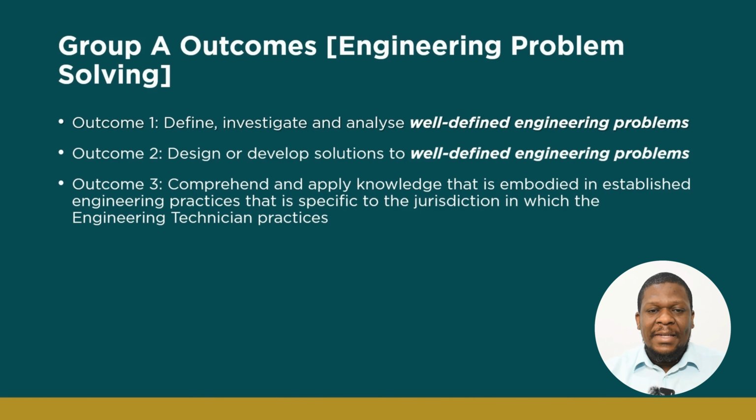The Group A of ECSA outcome focuses on engineering problem solving. These outcomes are designed to assess your ability to define, analyze, and develop solutions to a well-defined engineering problem. We will break it down into 3 outcomes as per the policy. Outcome 1, define, investigate, and analyze well-defined engineering problem. Outcome 2, design or develop solutions to well-defined engineering problems. Outcome 3, comprehend and apply knowledge that is embedded in engineering practice specific to engineering technician practice.